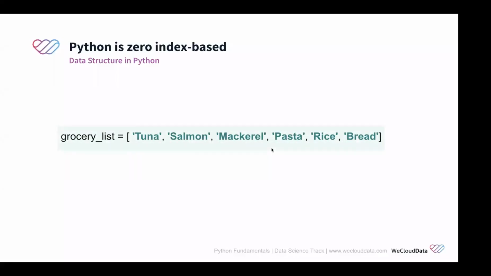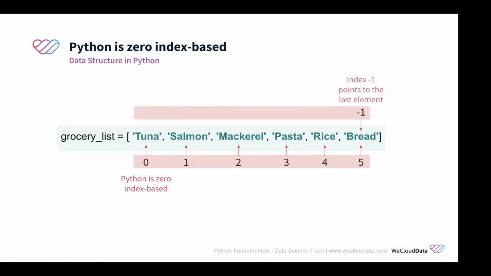Why is it loading so slowly? Let's say we have a grocery list. Python is 0 index based, which means the first element has an index of 0. So if we would like to access tuna, the first element, we basically use position or index 0. So 0, 1, 2, 3, 4, 5. That means we have 6 elements. But reversely, it also works. Index -1 is basically the last element, then -2, -3, and -6. So that's how indexing works in Python.